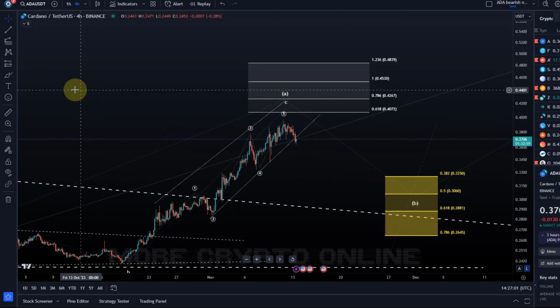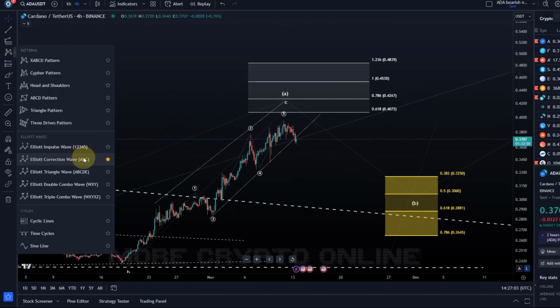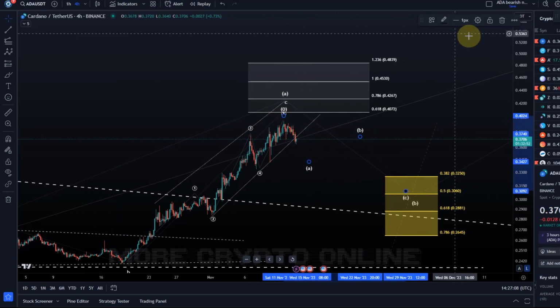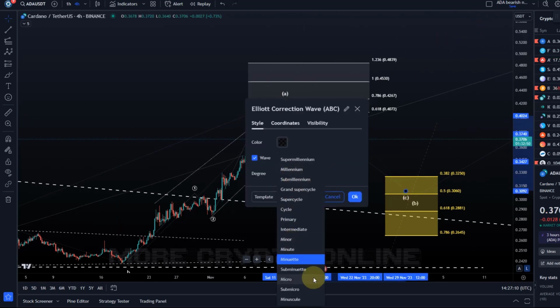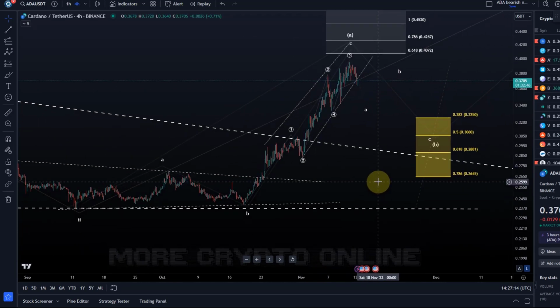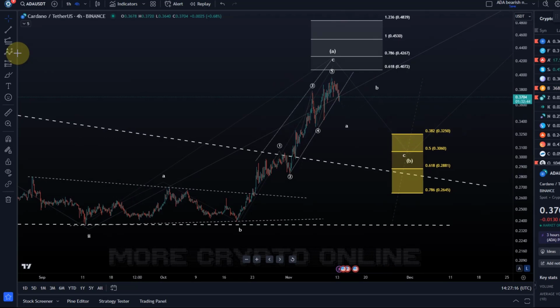The B wave will likely take a few days to play out, maybe even a couple of weeks, and it would likely be an ABC structure in itself, and we're now coming down in the A wave. This is scenario number 1. In another scenario, I'm going to add that in yellow. We are dealing with an A wave, but in a leading diagonal itself.